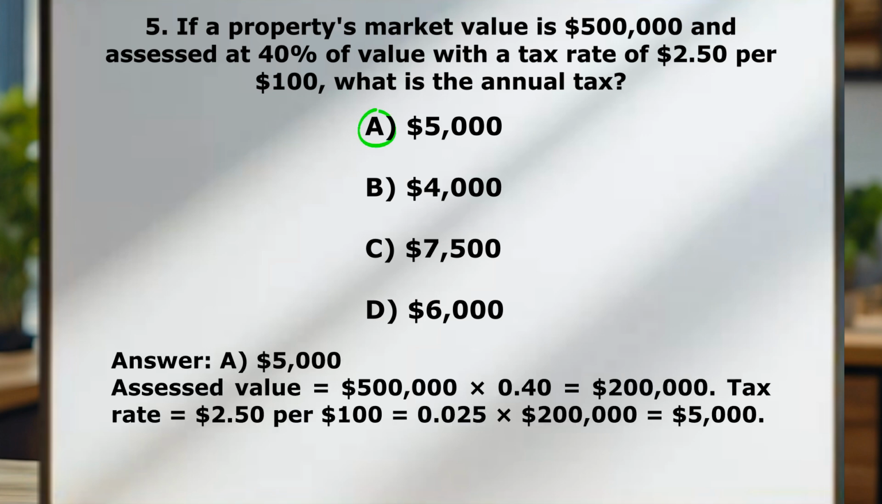And so I'm going to walk you through the math here. Your market value is $500,000. You're going to multiply that by 0.4, which is 40% of the value, and that equals $200,000. Now take that tax rate of $2.50 per $100, so you could use a decimal of 0.025 and multiply that by the assessed value of $200,000. That will give you your answer of $5,000.